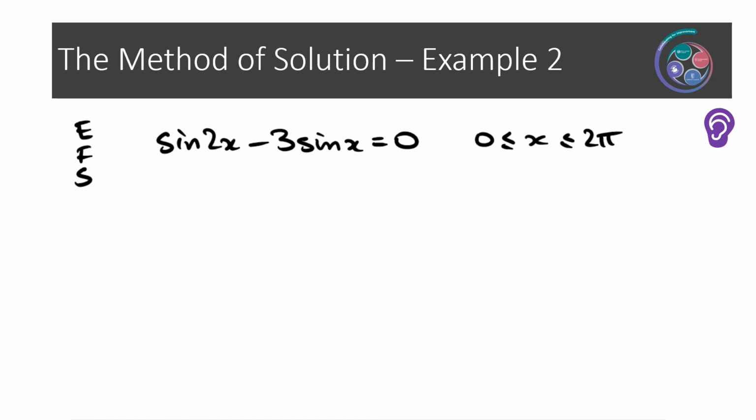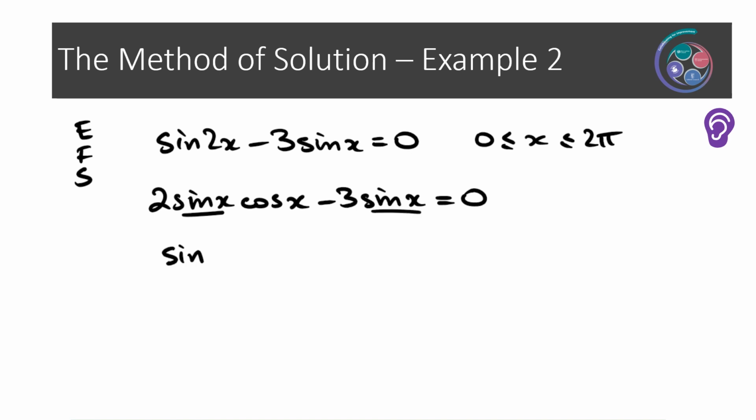So again, the expansion for sine 2x is 2 sine x cos x. Can't do much with the 3 sine x, so I'm just going to leave that as it is, equal to 0. Factorise, no number will divide exactly into 2 and 3. However, I do see a sine x in both parts, so I can take sine x out as a factor, leaving me inside 2 cos x at the start and minus 3 at the end of my bracket.